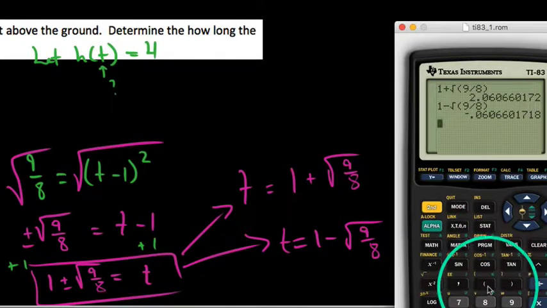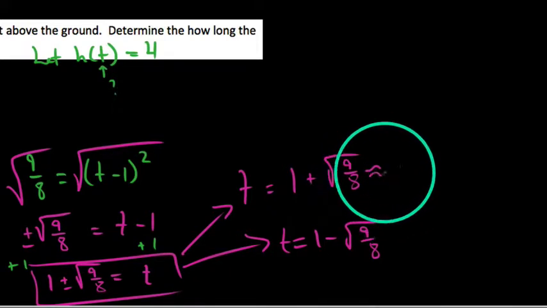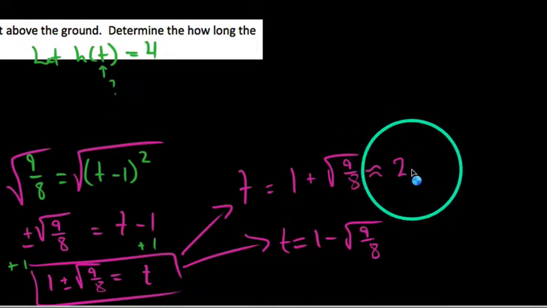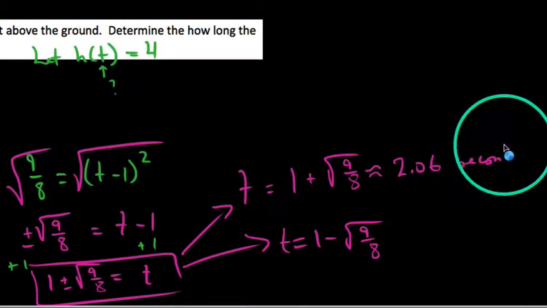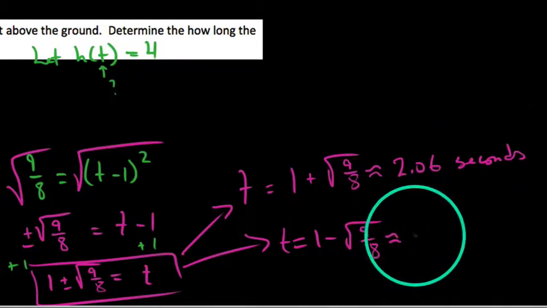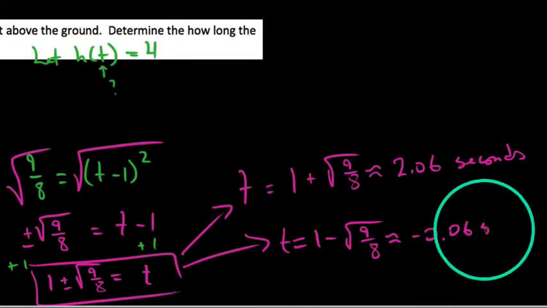What I want you to see is that we get 2 times, and I'm going to round to about the nearest hundredth of a second. So we get 2.06 and negative 0.06. I'm going to write both of these down. So we get approximately 2.06 seconds, since this is a time. We also get approximately negative 0.06 seconds.